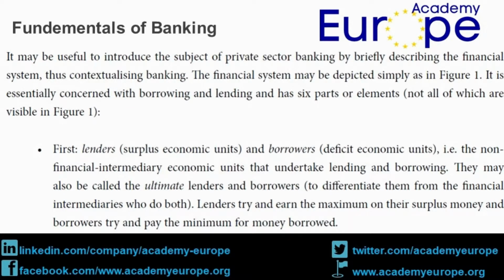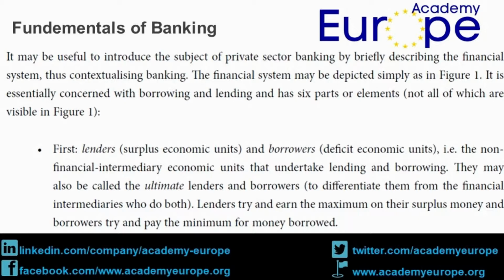It may be useful to introduce the subject of private sector banking by briefly describing the financial system, thus contextualizing banking. The financial system may be depicted simply as in Figure 1. It is essentially concerned with borrowing and lending and has 6 parts or elements, not all of which are visible in Figure 1. First, lenders, surplus economic units, and borrowers, deficit economic units, i.e. the non-financial intermediary economic units that undertake lending and borrowing.